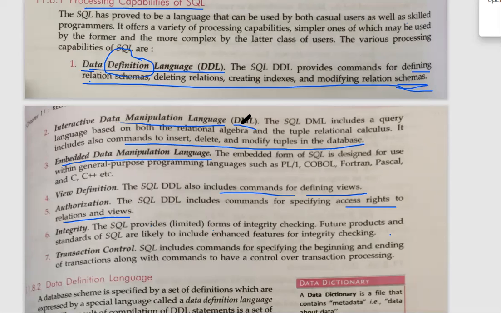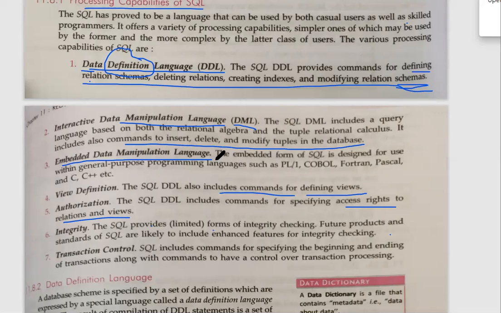Then we have data manipulation language. Now see, now we are talking about the data part of a table, meaning all your records, all your data. If you want to make any change in that, if you want to insert a new record, delete an existing record, or modify one, then whatever commands we have in SQL for that come under your DML. Then we have embedded DML languages.